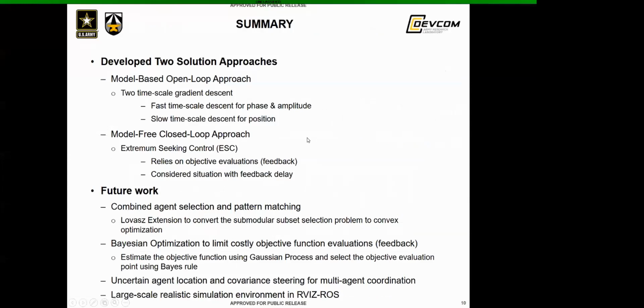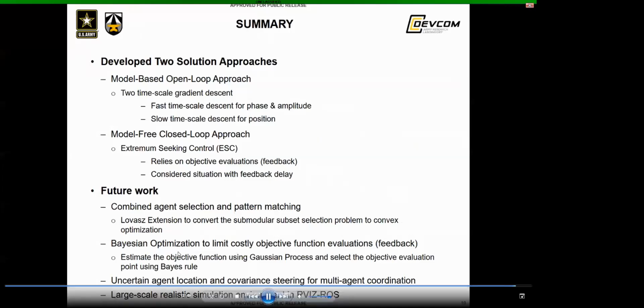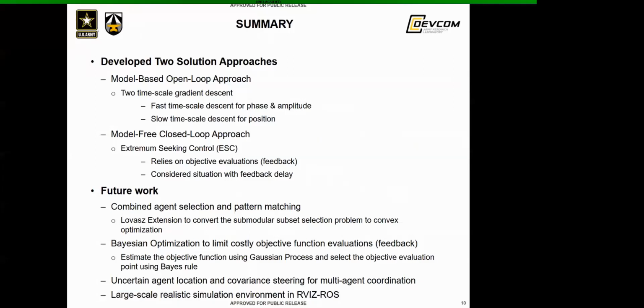So now we conclude our presentation. We propose 2 approaches. One is an open loop approach, the other one is a closed loop approach. And our future work is given here, and is also presented in our paper.